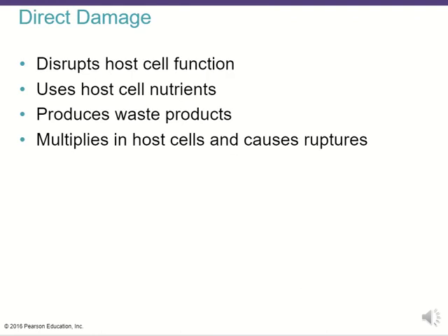This can result in direct damage, which disrupts host cell function. It uses the host cell's own nutrients and resources, preventing the host cell from having access to them. It also typically produces waste products that are harmful to the host cell or the surrounding cells, and multiplies. And when pathogens multiply in host cells, like in the case of viruses, these can cause ruptures, which kills that actual cell.